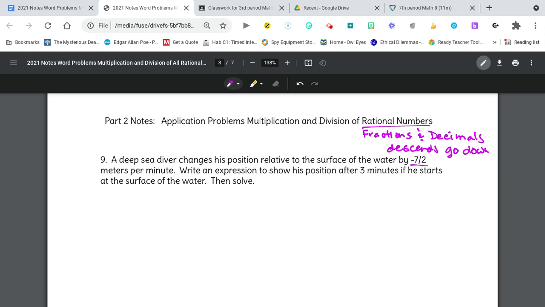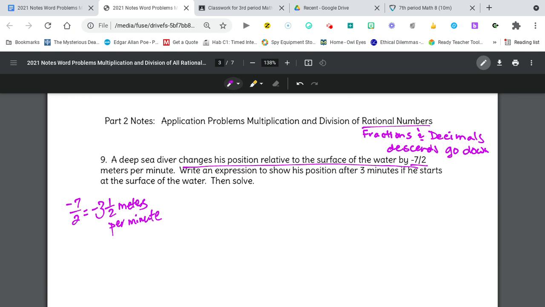But you can see in this sentence, none of those words are used. So we have to use a negative sign to indicate that it's going down, okay? Remember, you don't use the word and the sign. You just use either the word or the sign. Negative 7/2, to make this make sense, guys, is negative 3.5 meters per minute, if that makes more sense for some of you, okay?